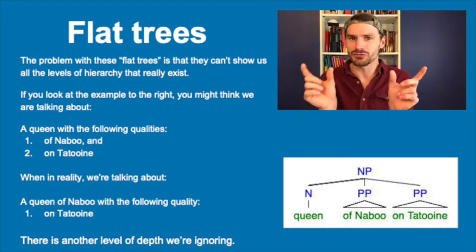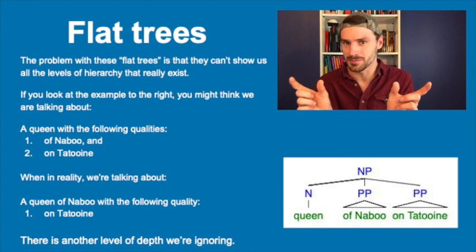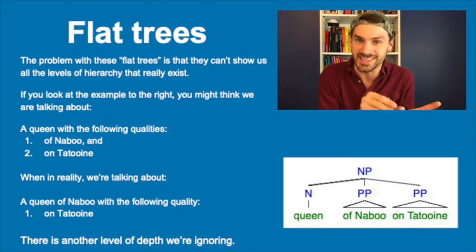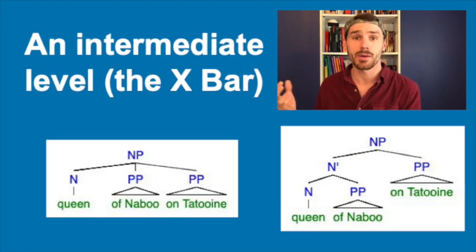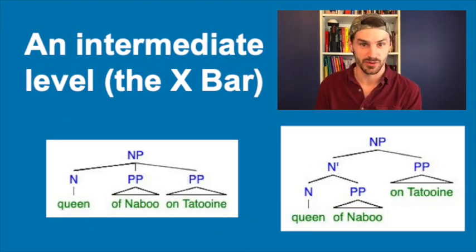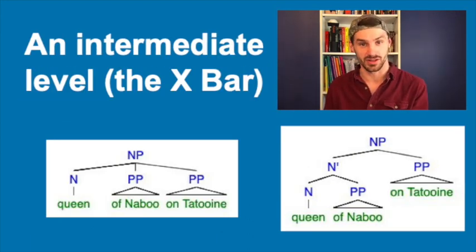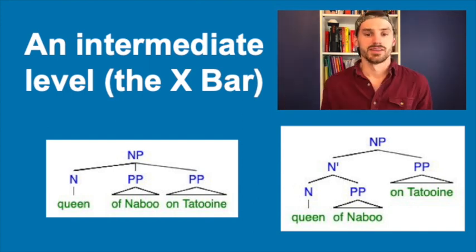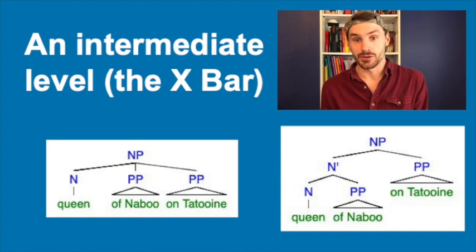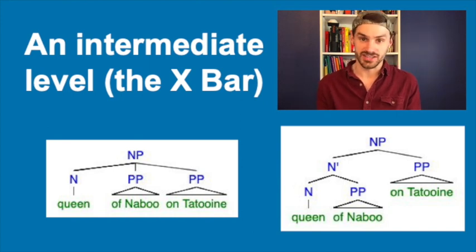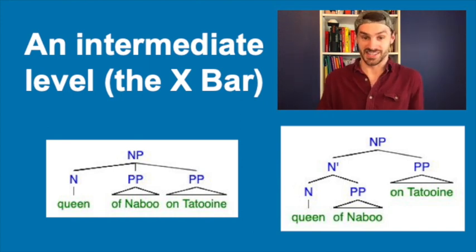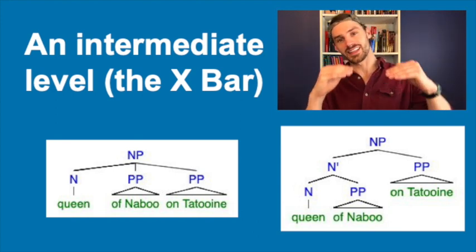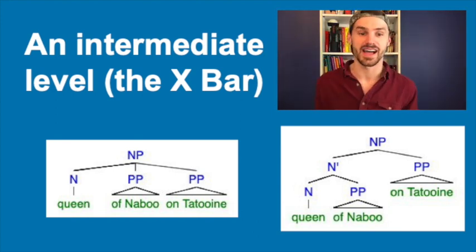Because those two phrases, the queen and of Naboo, are so closely related that you can't even put the verb is between them. So that's why we're positing X-bar theory, which gives us an intermediate level, the X-bar, in between some of these levels of the hierarchy. So if you look at the X-bar tree on the right, you can see why the other tree is called a flat tree, because it is flat. Everything's on the same level, and it doesn't give you that extra level of depth in the hierarchy.